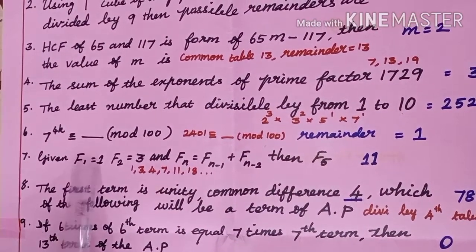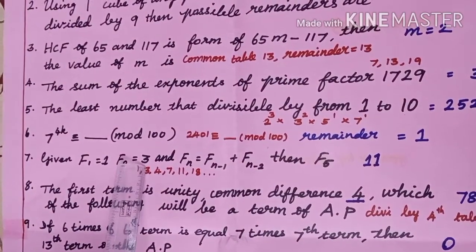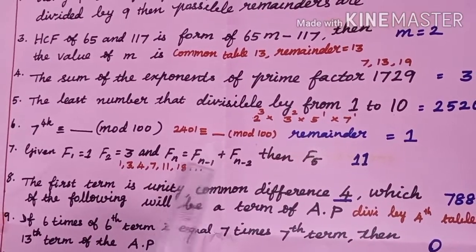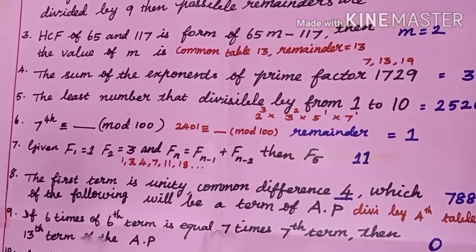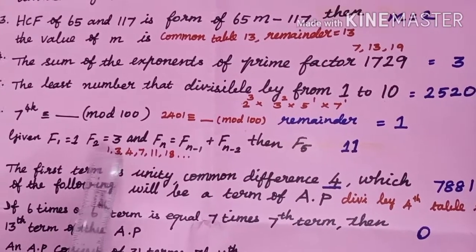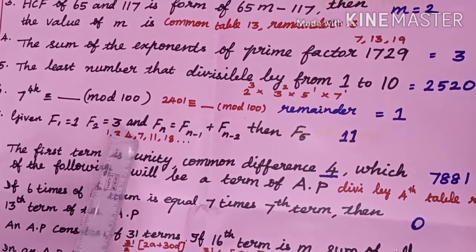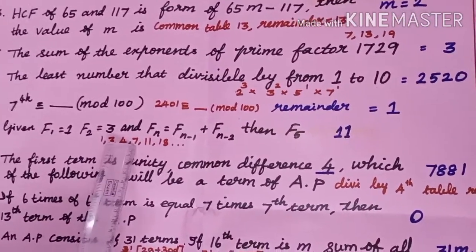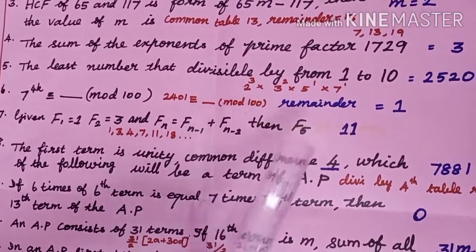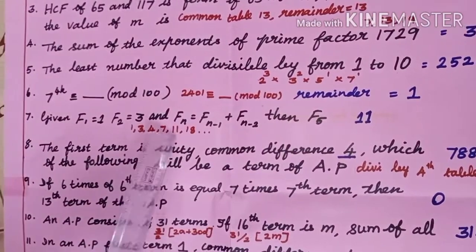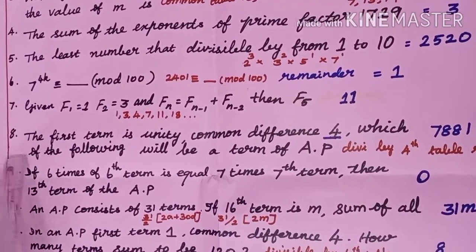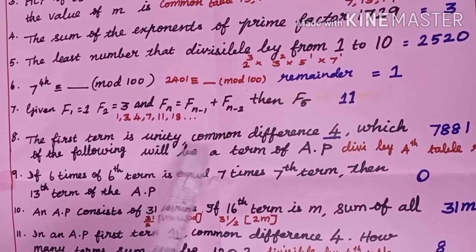Seventh question. Take the first number 1, the second number 3. What is your general term? You add the past two numbers. First number 1, second number 3, adding gives 4. Adding the past two numbers 3 plus 4 gives 7. Again adding 4 plus 7 gives 11. Again adding these two gives 18. This continues. You are asked for F5. So what is the fifth number? The fifth number is 11.